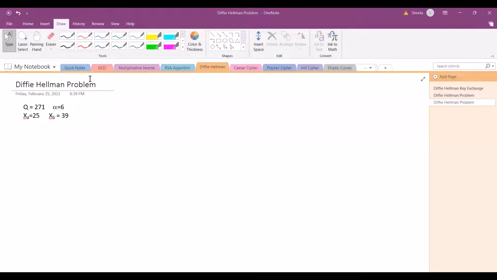So now let us consider another way, that is to find the session key using alpha to the power of xa into xb mod q. Here I need to multiply xa and xb, that is nothing but 25 into 39 mod q. So we are going to get the exponent as alpha to the power of 975 mod q.